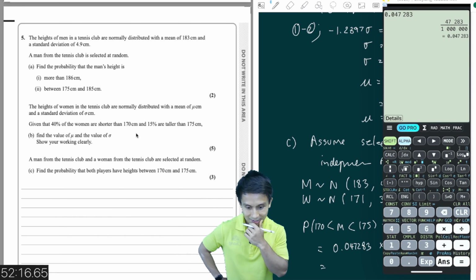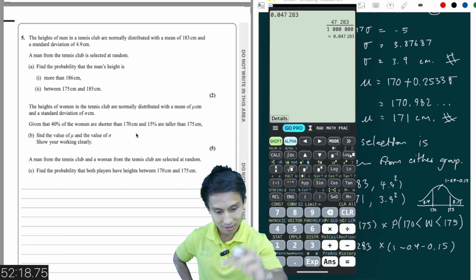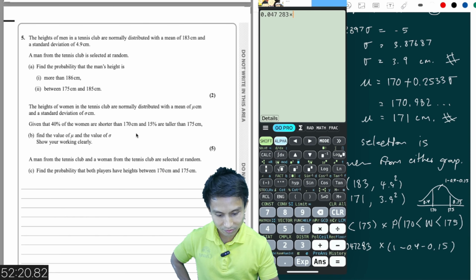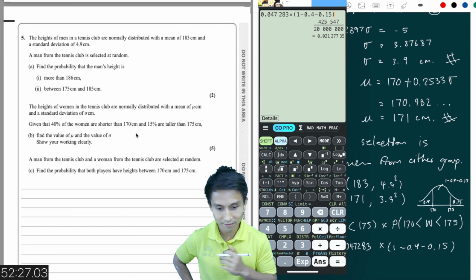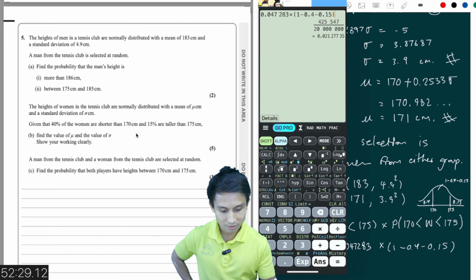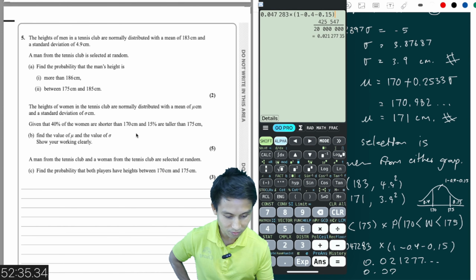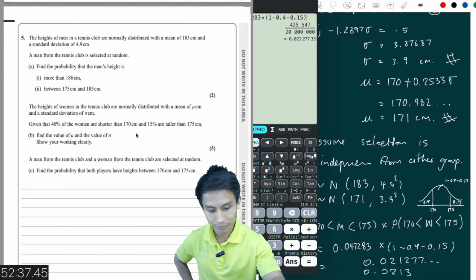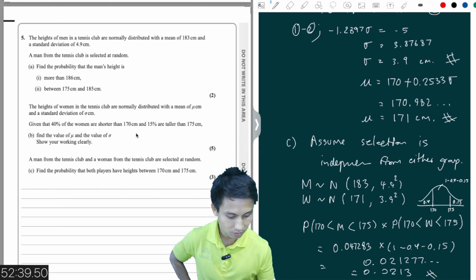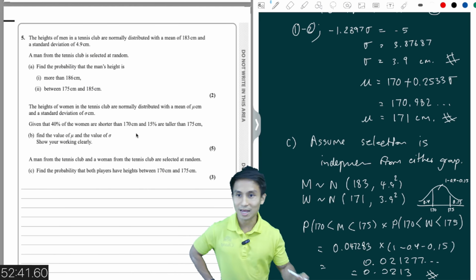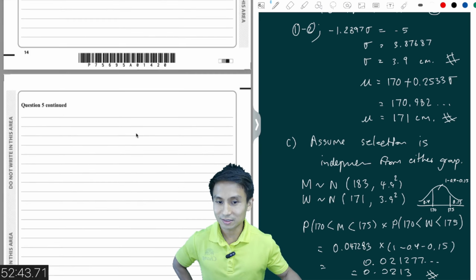0.04747283. Let's check that. Everything's fine. And then times 1 minus 0.4 minus 0.15. Oops, 15. There you go. So it's 0.021277 blah blah blah, so 0.0213. Here we go. So I'm just going to keep my answer as that. And that is not it yet.